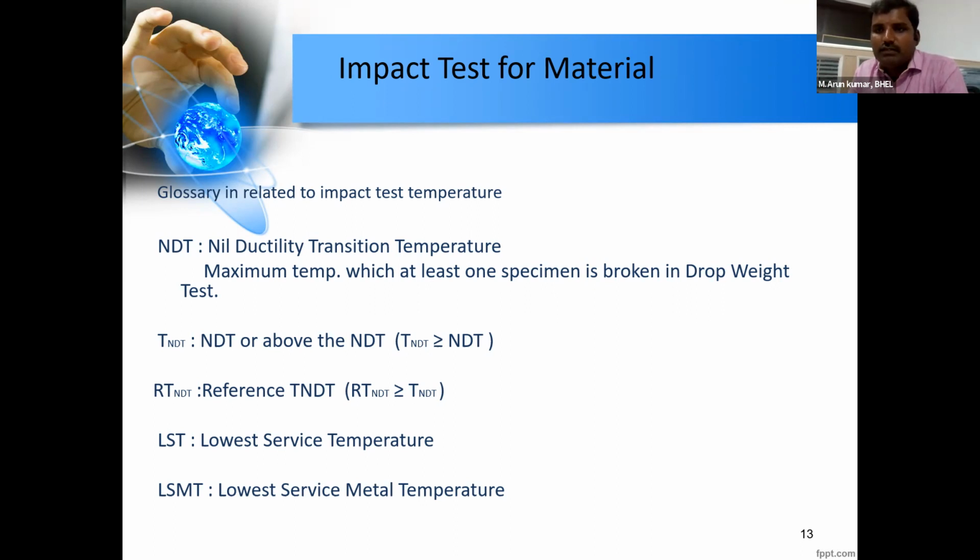Then we have to perform an impact test at TNDT plus 33 degrees Celsius. For example, if minus 25 degrees Celsius is established as our TNDT, we perform the impact test at minus 25 plus 33, so plus 8 degrees Celsius. If the impact test passes with an impact energy of 68 joules and 0.89 mm lateral expansion, then that temperature, minus 25 degrees, will be called the RTNDT temperature.